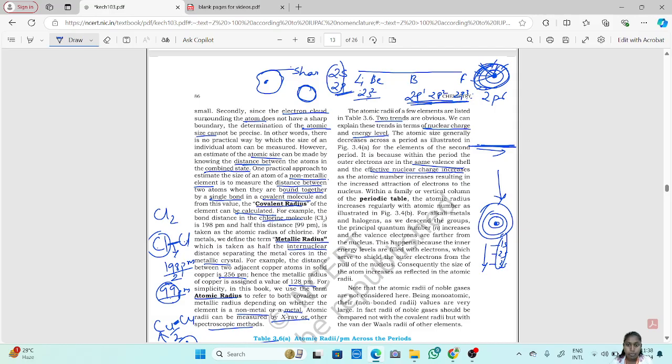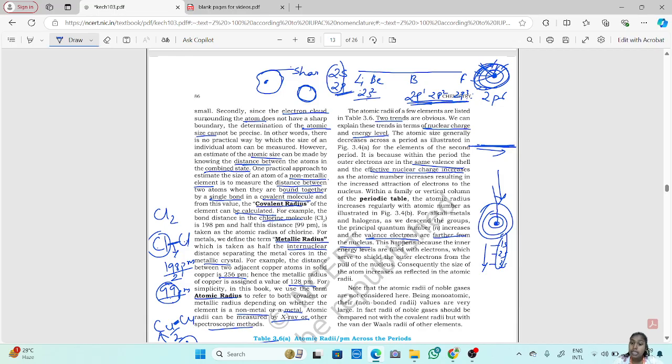Now for alkali metals and halogens, as we descend the groups, the principal quantum number increases and the valence electrons are further from the nucleus. This happens because the inner energy levels are filled with electrons, which serve to shield the outer electrons from the pull of the nucleus. So as we go down the group, the valence electrons are farther from the nucleus, because you are adding new shells. As you go on adding new shells, they go farther and farther from the nucleus, right?